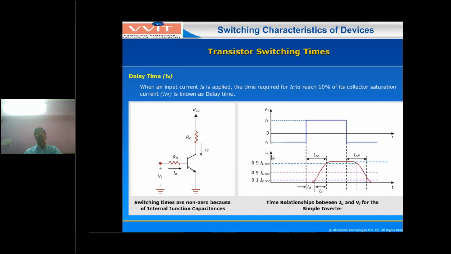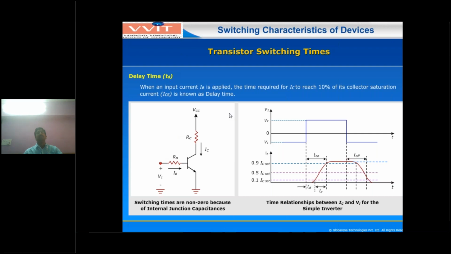Now you are drawing the output waveform here. This is the input voltage waveform, and this is the output current waveform with respect to time. Whenever the input voltage increases at T equal to 0, it suddenly increases to V2 voltage. But the base current will not increase immediately. Similarly, the collector current also will not increase immediately. You are observing here that the collector current is not increased, IC is still 0. Why it stays 0 up to a certain time, we will discuss later.